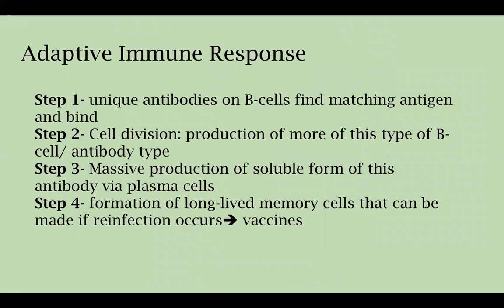This adaptive immune response begins with the binding of an antibody to its matching antigen. This leads to cell division and increased production of more of this type of B cell/antibody type. There is also massive production of the soluble form of this type of antibody via plasma cells and formation of long-lived memory cells that can be made quickly if reinfection occurs. These memory cells allow antibodies to quickly be reproduced if reinfected with the same pathogen. This is essential for vaccines, which stimulate the immune system to generate long-lived memory cells for that particular pathogen.